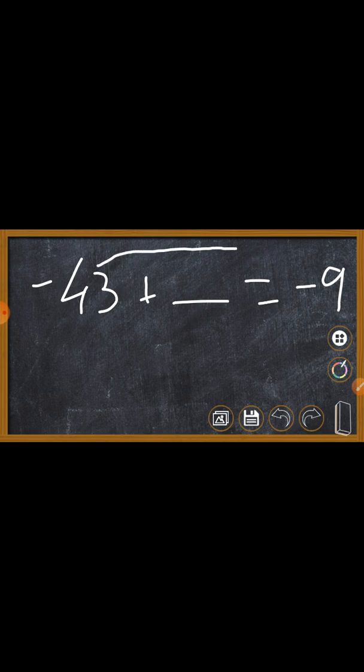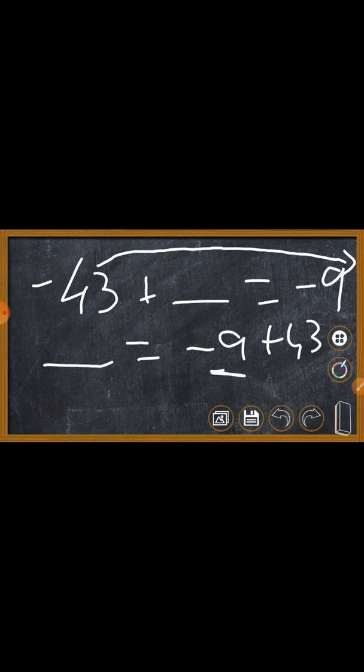Minus 43 needs to go to the other side of the equal to. Yes or no? So minus 43, when I send it to the other side of the equal to, it becomes plus 43. Yes or no? It becomes plus 43. So what will the final answer be?